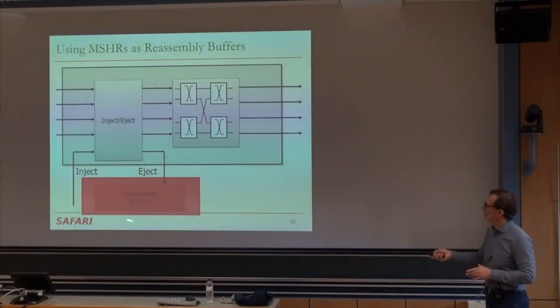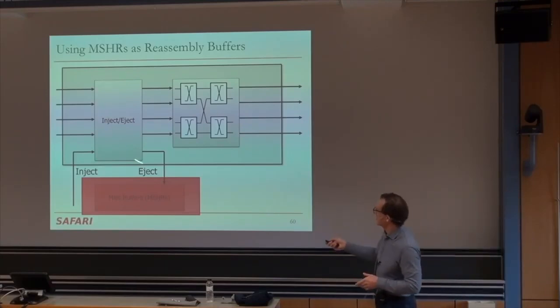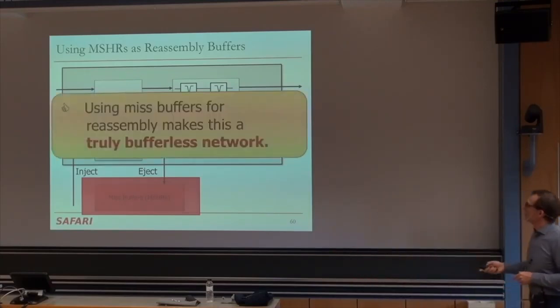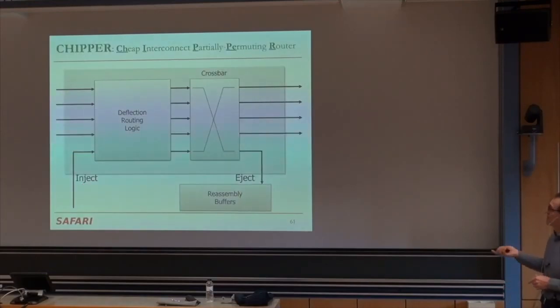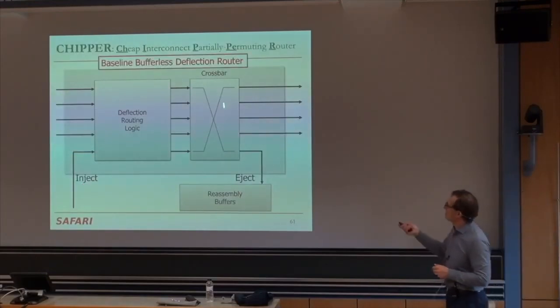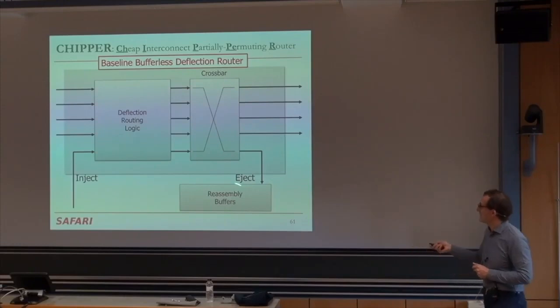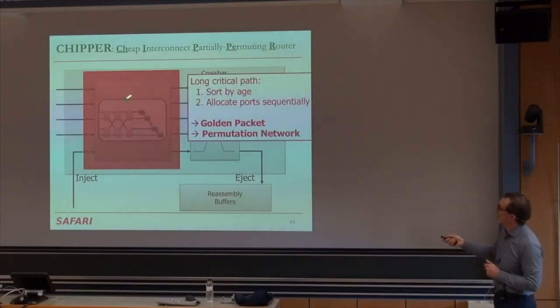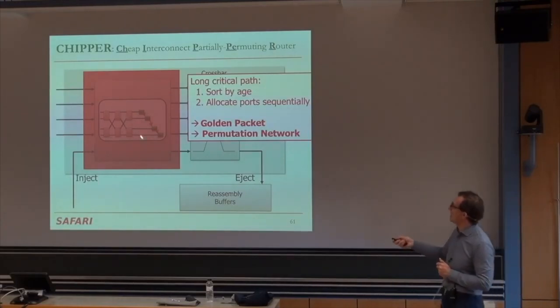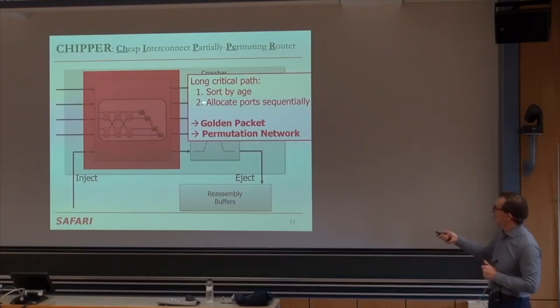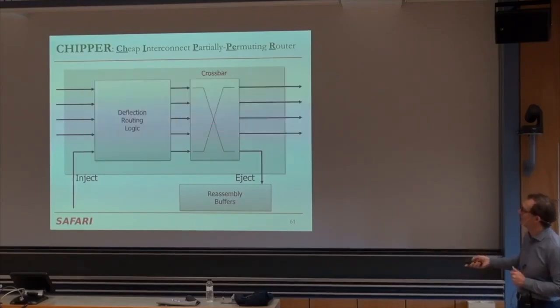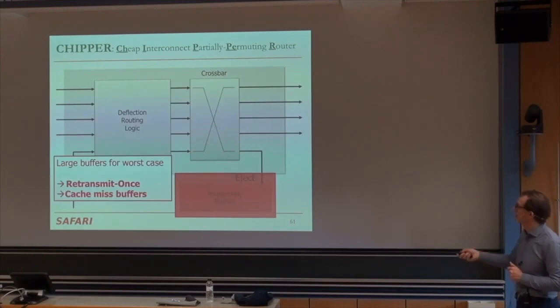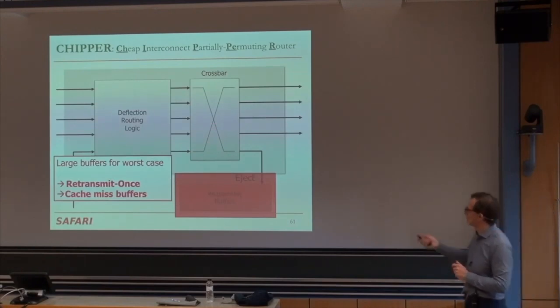So basically, we got rid of these reassembly buffers. They're really your miss buffers, MSHRs. And we've already gotten rid of this part. Okay. So basically, this is the idea in the end. This is the baseline bufferless deflection router that we started with. It had large reassembly buffers, and it had this deflection routing logic. We got rid of the deflection routing logic, which had a long critical path, because it needed to sort by age, and it needed to allocate ports sequentially. We used the golden packet and permutation network ideas to replace it. It's a different deflection routing logic right now, but it's not shown there.